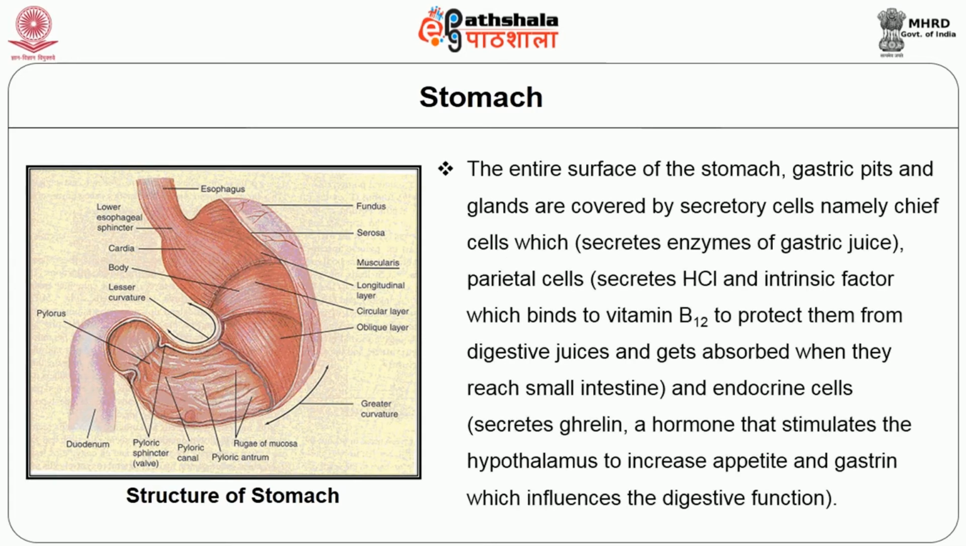The entire surface of the stomach, gastric pits and gastric glands are covered by secretory cells, namely chief cells, which secrete the enzymes of gastric juice, parietal cells which secrete hydrochloric acid and intrinsic factor, which binds to vitamin B12 to protect it from digestive juices and gets absorbed when it reaches the small intestine, and endocrine cells which secrete ghrelin, a hormone that stimulates the hypothalamus to increase appetite, and gastrin which influences digestive function.